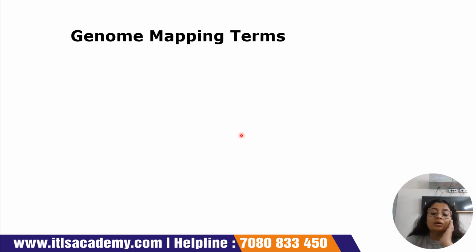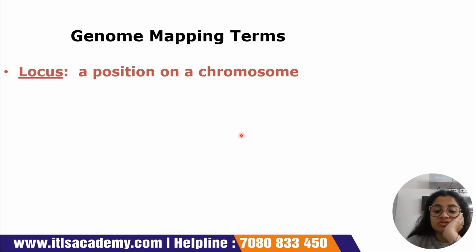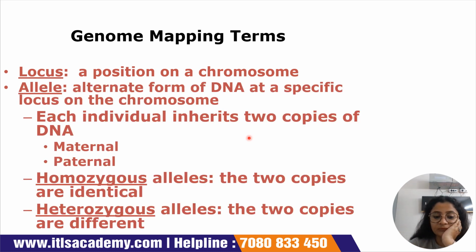Okay, now coming to genome mapping terms. While talking about mapping terms, we need to know what a locus is. Locus is the position of a gene on a chromosome. So where on a particular chromosome a gene is present will be the locus of that particular gene. Next is allele. What is an allele? Allele is nothing but a copy of a gene, an alternate form of DNA at a specific locus on the chromosome.